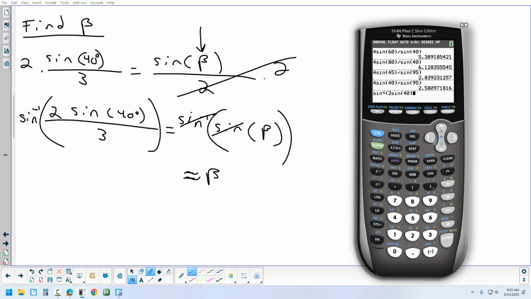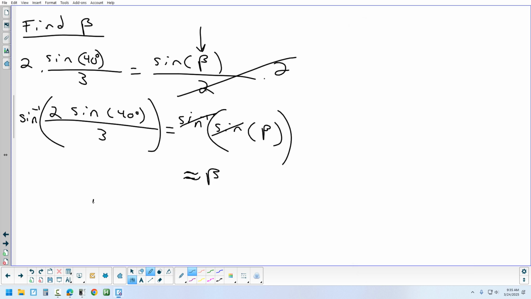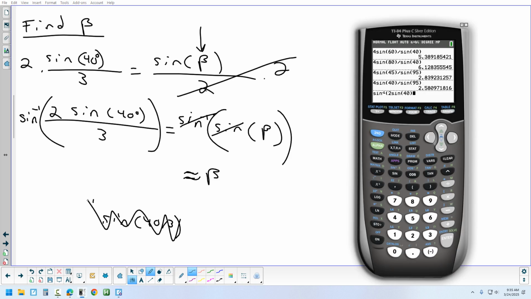It is important you close your parenthesis for the 40. If you don't close the parenthesis after the 40, it's basically going to think you want to do this. You don't want to do the sine of 40 divided by 3. You want the divided by 3 to be in the bottom, totally separate from that. So just like that.